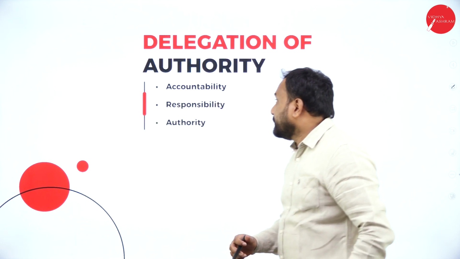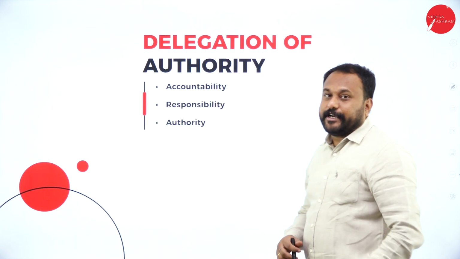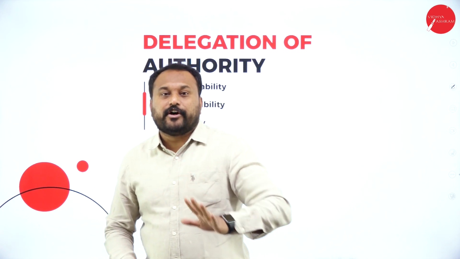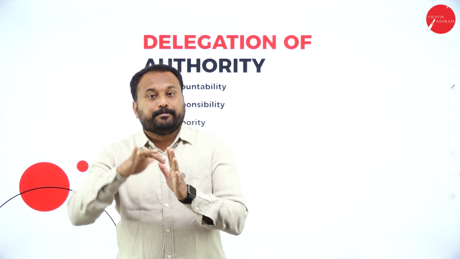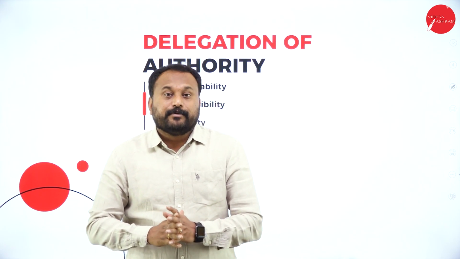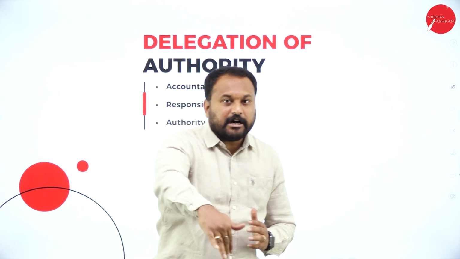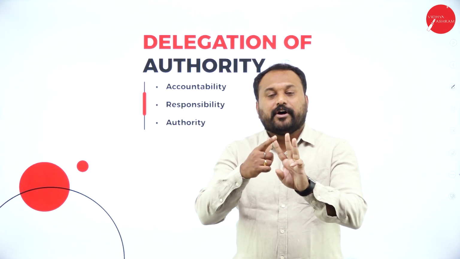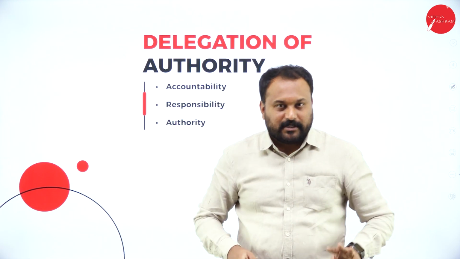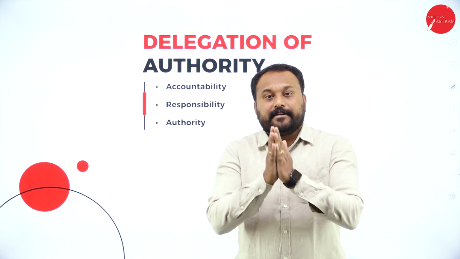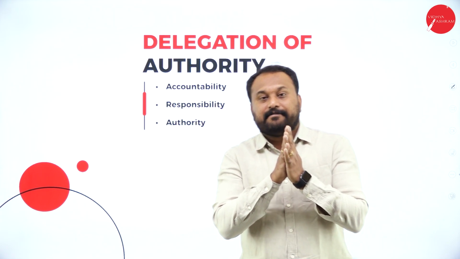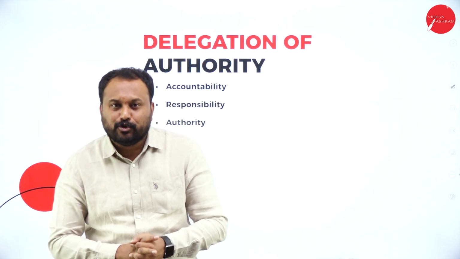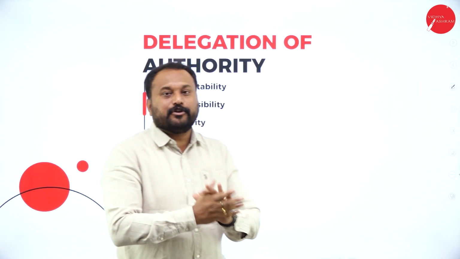The next one we have is delegation of authority. What is delegation? Delegation means transfer of authority from the superior to the subordinate, which is vertical, and it is a downward movement. In delegation, we have three elements: authority, responsibility, and accountability. I have done a separate session on authority, responsibility, and accountability in my classes. Please do watch what exactly the delegation of authority is.